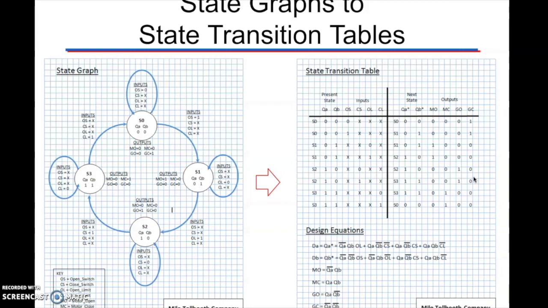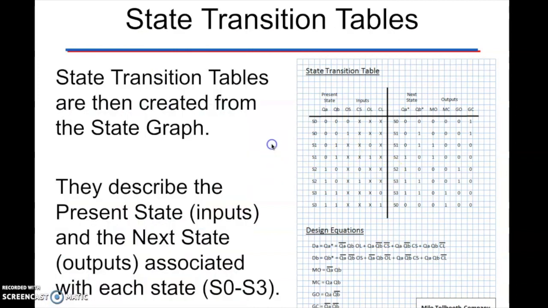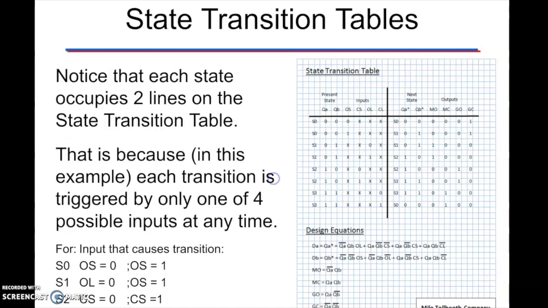So after we've created the state graph, we need to turn it into a state transition table. This process could be compared to K-mapping in that we have to transition our maps into logic statements. So you'll see that we have 2 lines for each of these, and they are transitioning over from the different state bubbles into this graph. So the state transition table is meant to describe the present state and the next state that's associated. So you're going to notice that each state occupies 2 lines on the state transition table. That is because in this example, each transition is triggered by only one of the 4 possible inputs at any time.